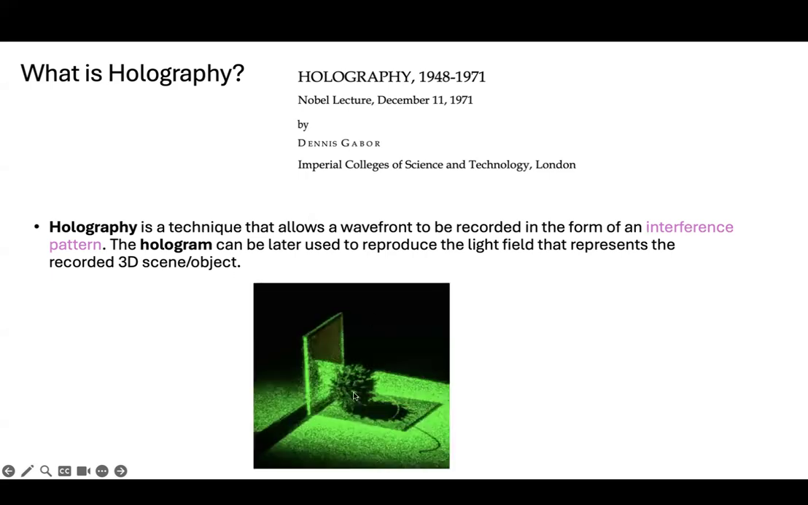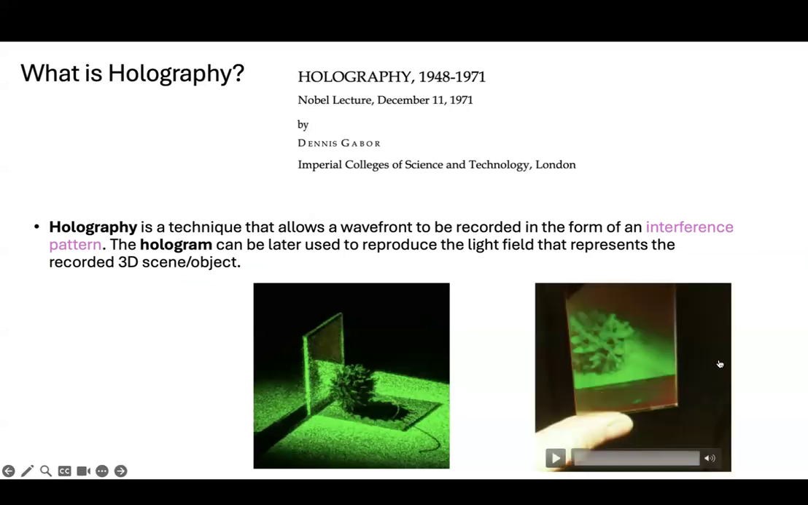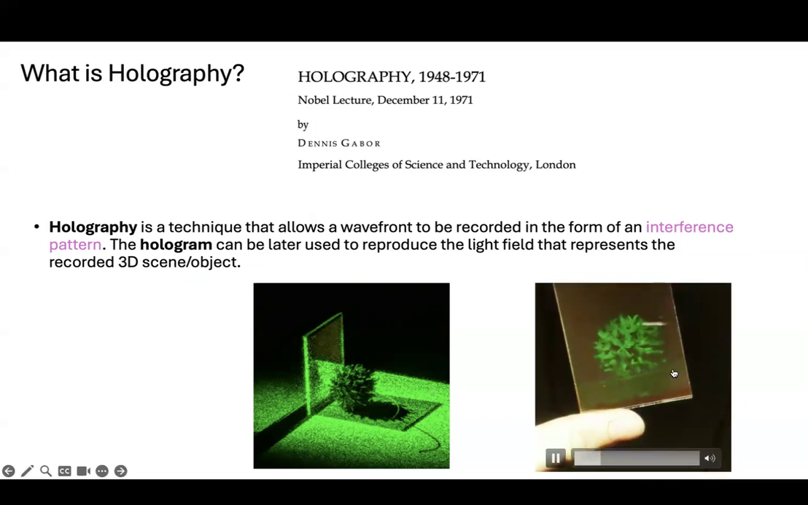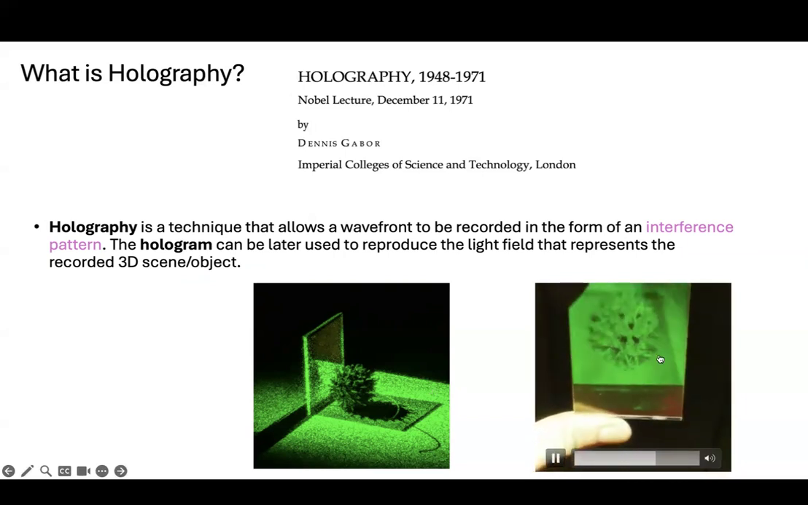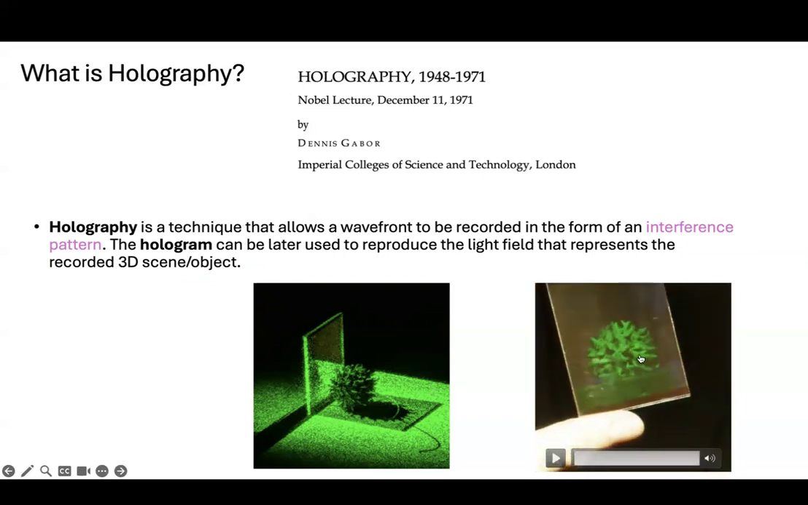So, for example, if you have a tree nut that you want to take a holographic photo of, you place it in front of the film. You use the holography method to record the light field that's bouncing off this tree nut. And when you later remove the object, you can still see this object as if it's still present in front of the film.